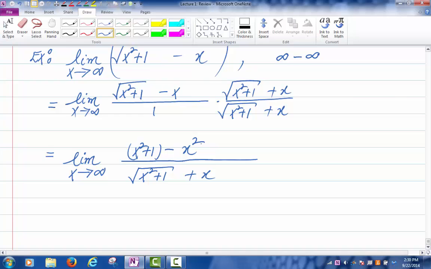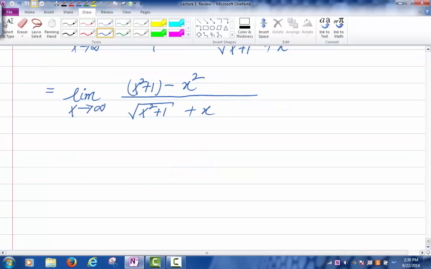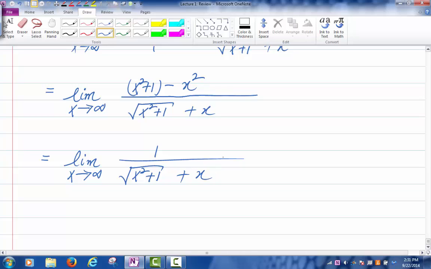And if you simplify, you are getting 1 over the root of x squared plus 1 plus x. Now, what's the limit of the numerator? Numerator is 1. What's the limit of the denominator? Infinity. So the limit of the ratio? 0.